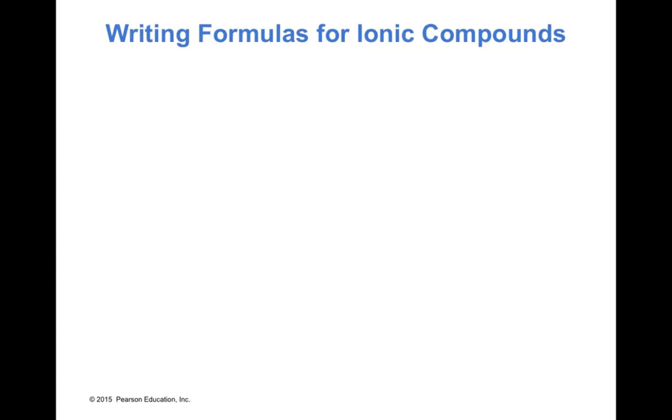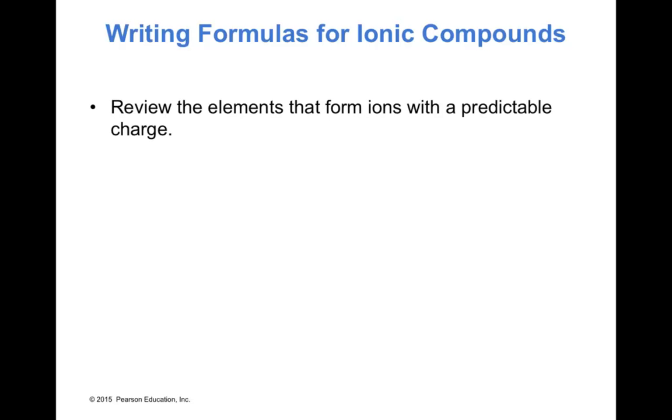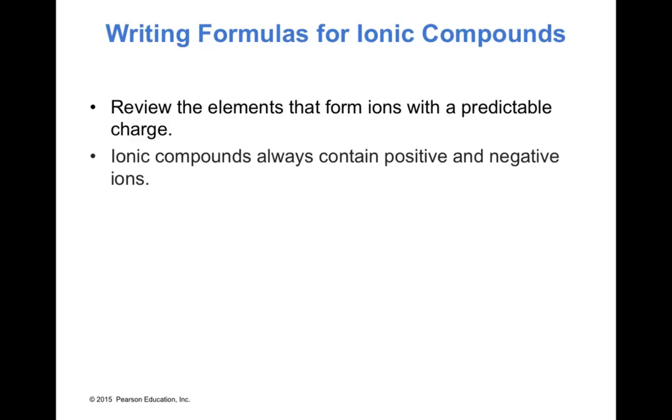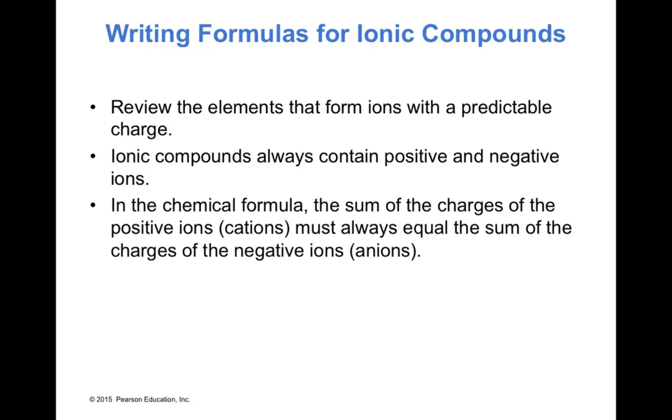Now, how can we write formulas for ionic compounds? First of all, review the elements that form ions with a predictable charge. Ionic compounds always contain positive and negative ions. Always. That's why they are called ionic compounds. In the chemical formula, the sum of the charges of the positive ions, known as cations, must always equal the sum of the charges of the negative ions, known as anions.